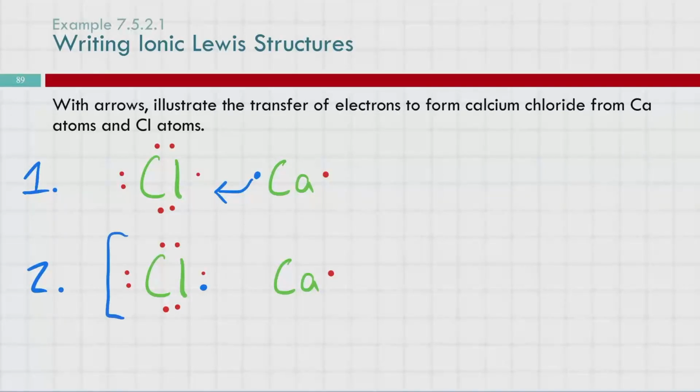And chlorine is now protective of that electron that it picked up. Is chlorine happy? Chlorine is very happy. Chlorine loves taking an electron. Chlorine has a full octet. That's why we say that it's happy.